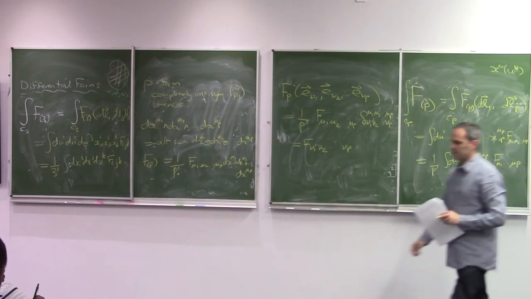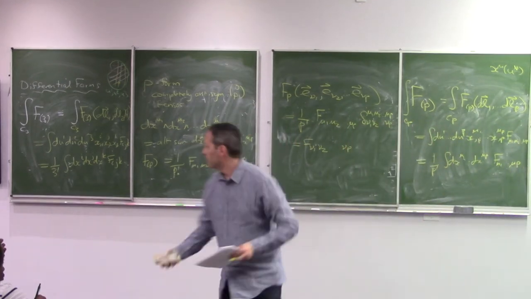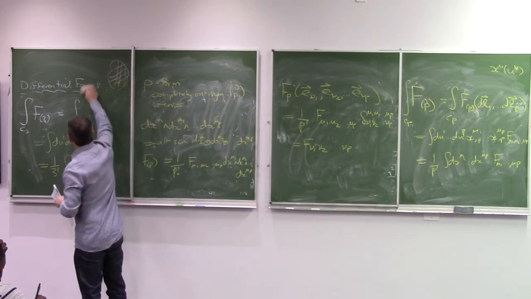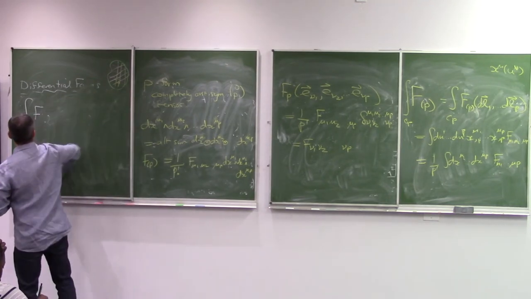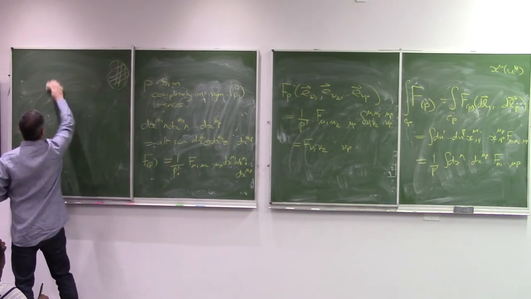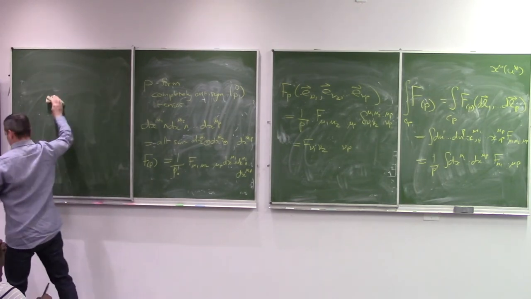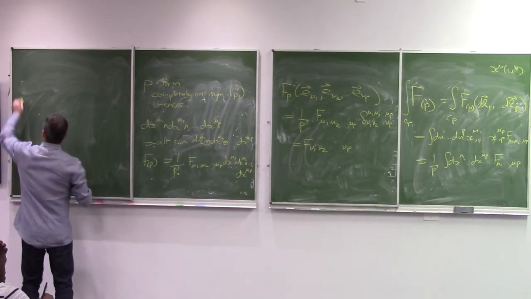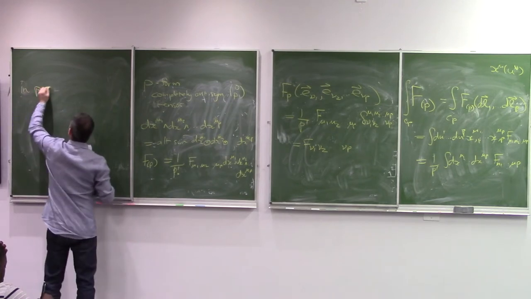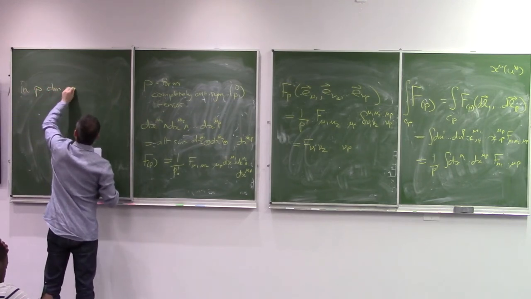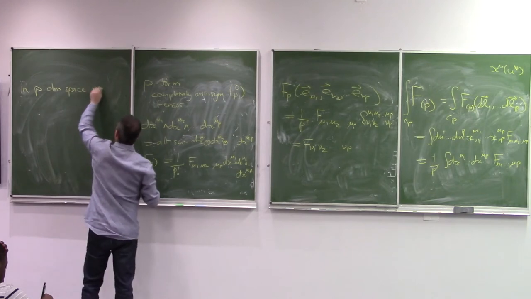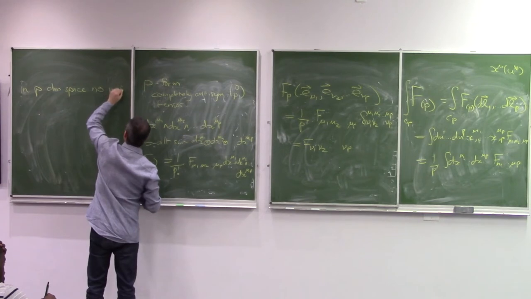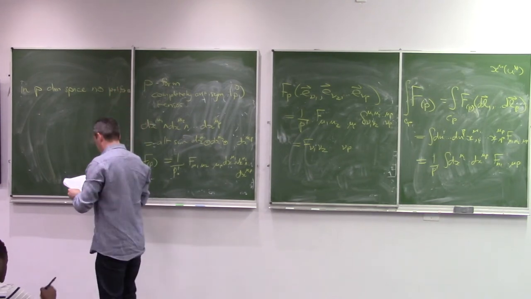So finally, let me just mop up. It's not hard to see that if we're in p dimensions, there are no p plus 1 forms. So, in p-dimensional space, I'd rather say no non-trivial p plus 1 forms, because 0, I guess, is a form.